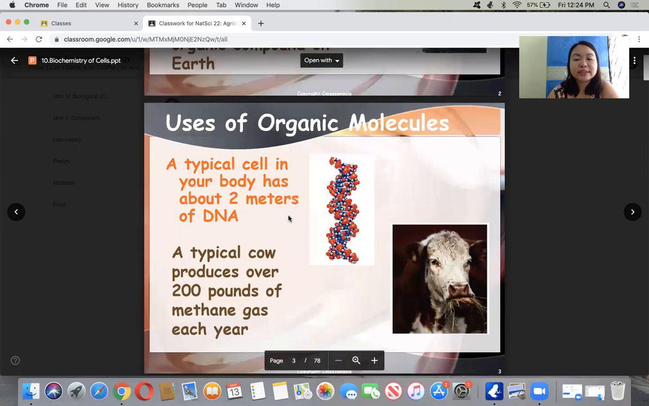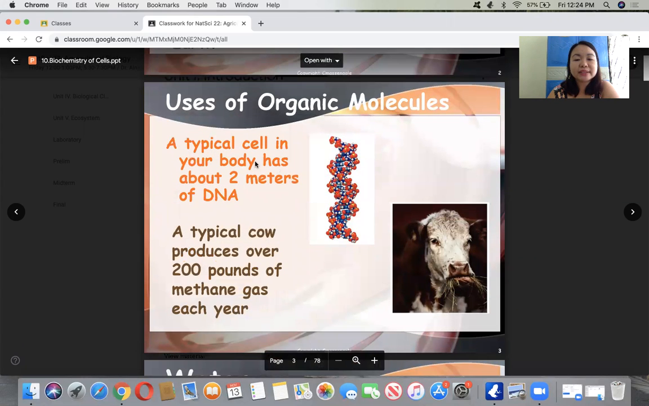So what are the uses of organic molecules? A typical cell in your body has about 2 meters of DNA, which looks like this, while a typical cow produces over 200 pounds of methane gas each year.